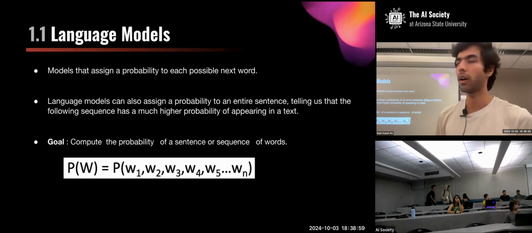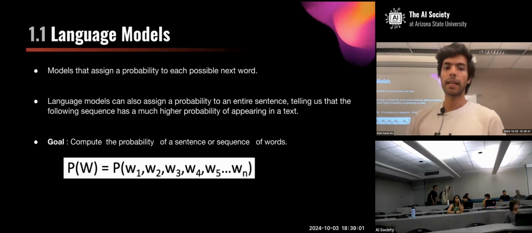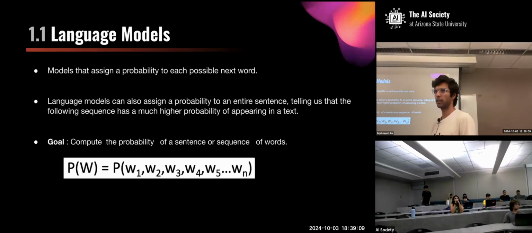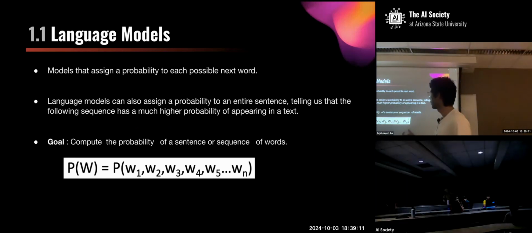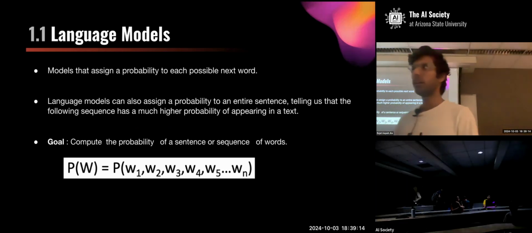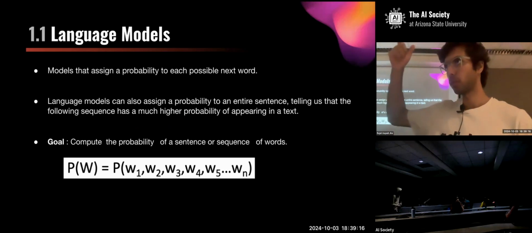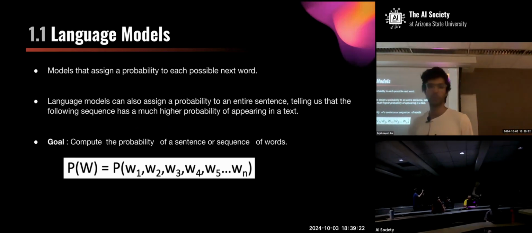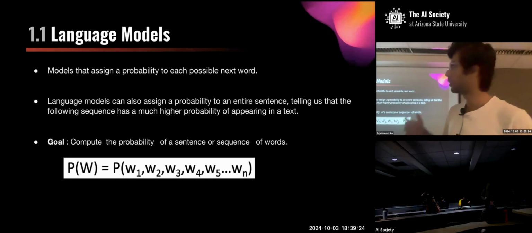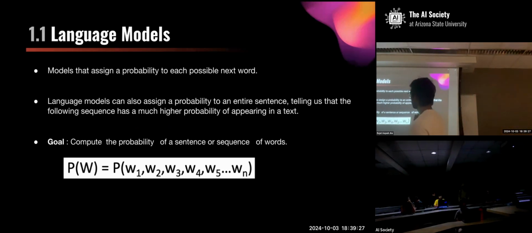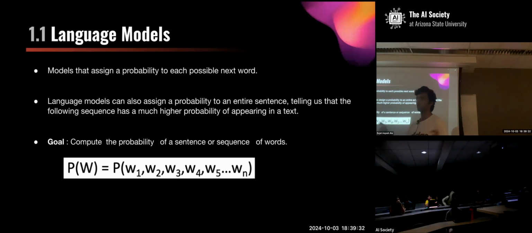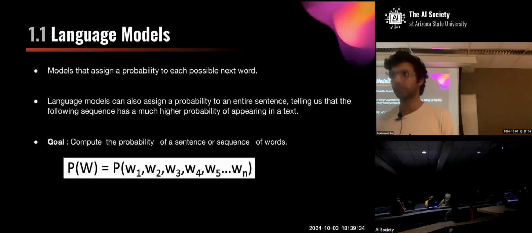So what are language models? Models that assign a probability to each possible next word. What does ChatGPT, which you might have used, do? It predicts the next token, like the next word, and assigns some probability. From the vocabulary of all the words, it chooses the most probable word, right? So that is what language models do. Either they assign a probability to each possible next word, or they assign a probability to an entire sentence.